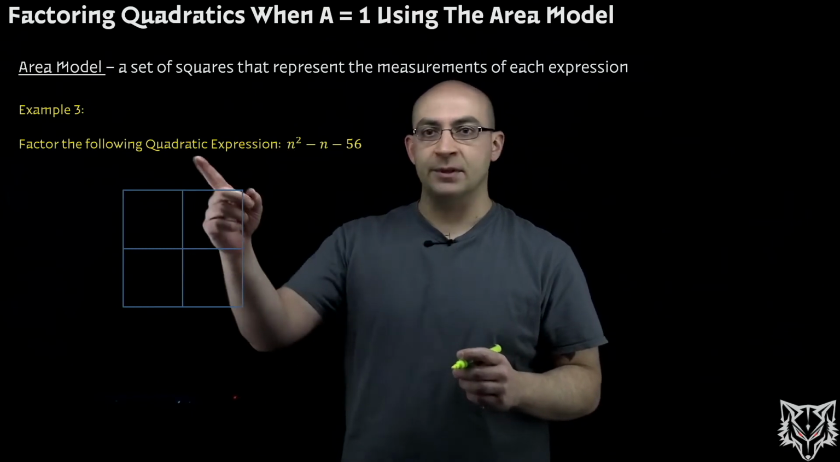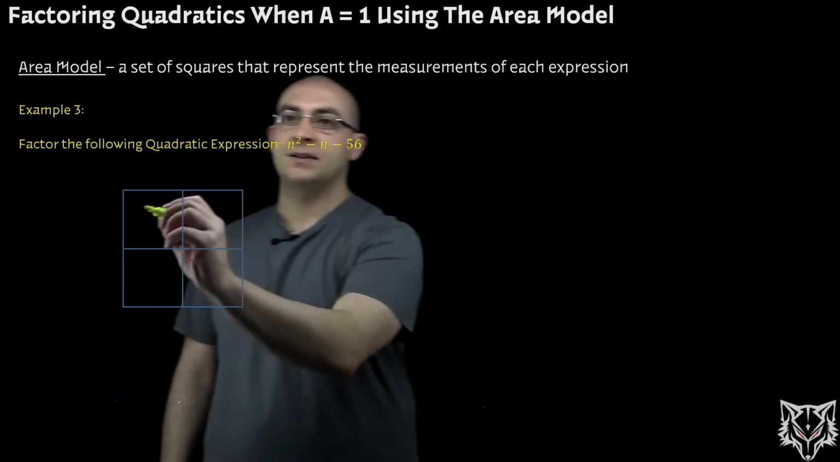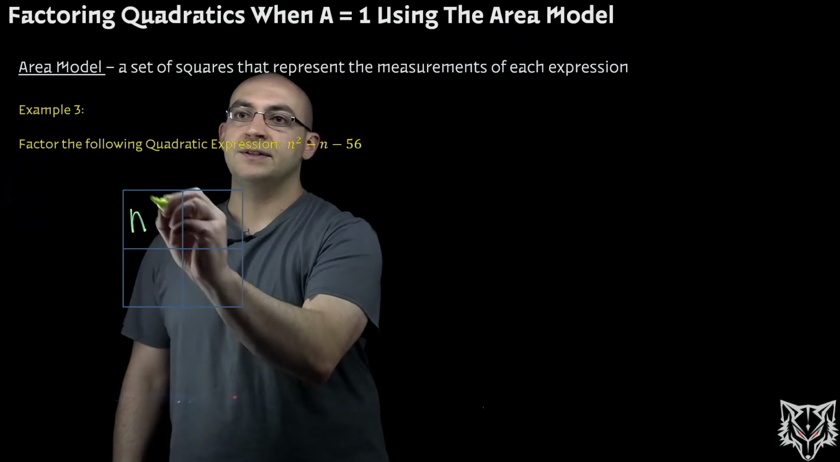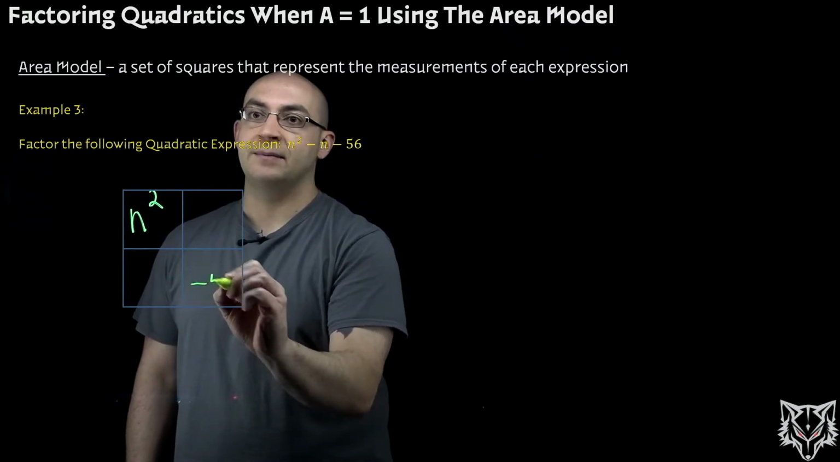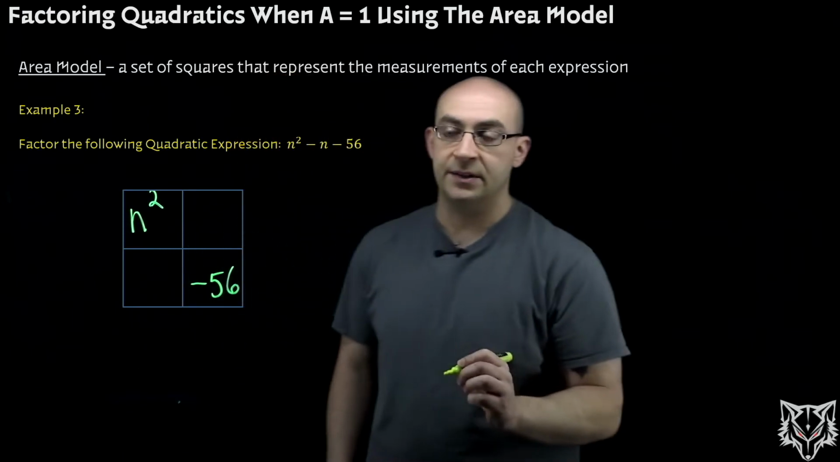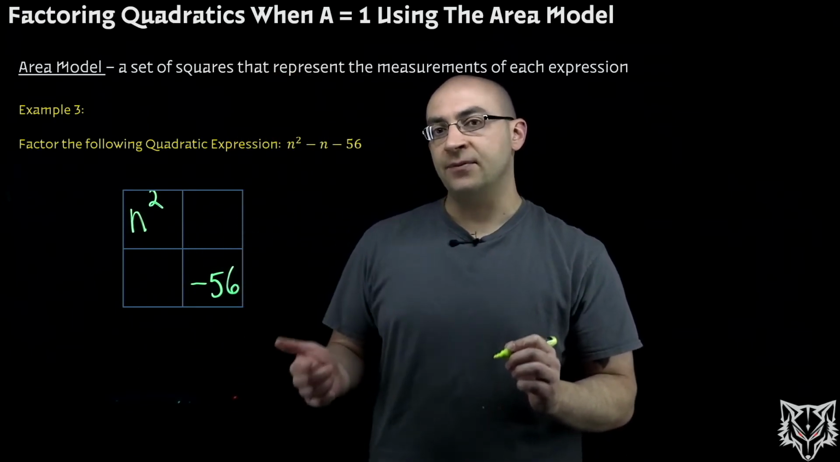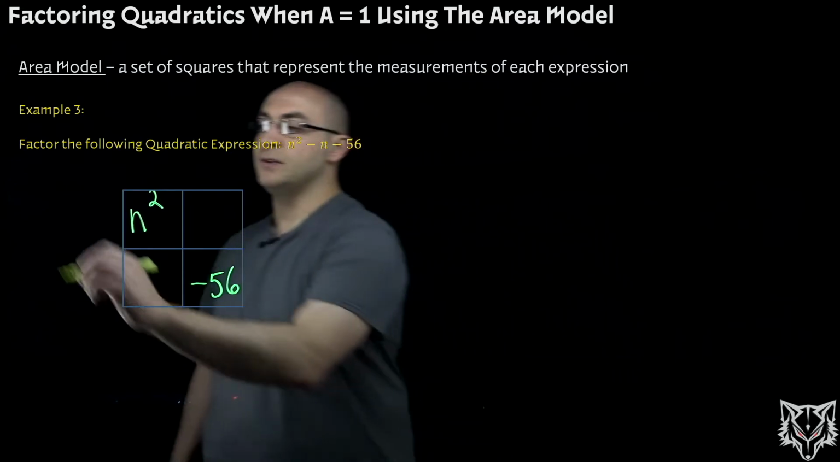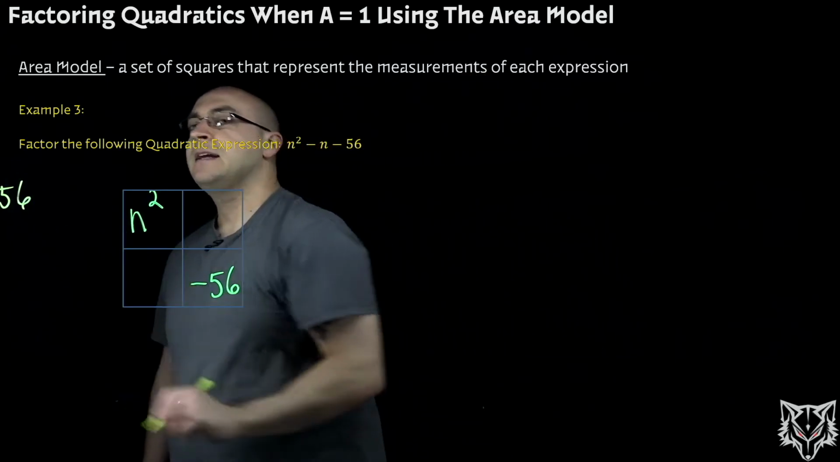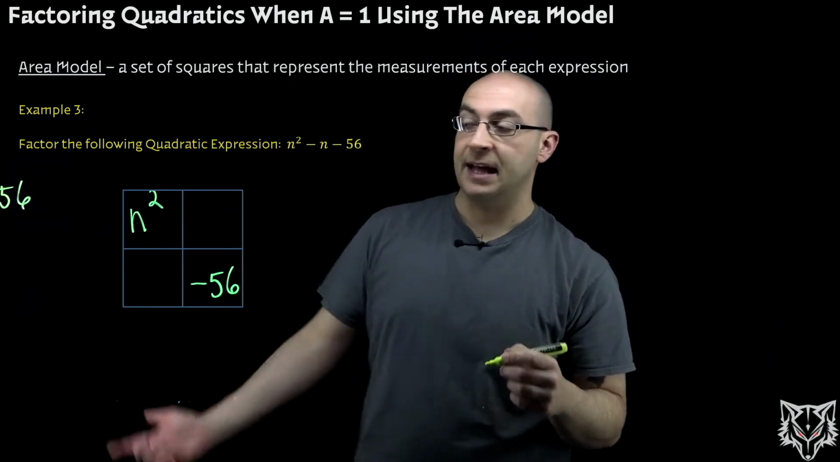Again, the squared term is always going to go in our first box in our upper left-hand corner. So this is going to be n squared. The negative 56 is going to be in the bottom. And again, that's going to be a negative, so be careful of the signs. Now, I'm looking for numbers that I can multiply to get to negative 56. So I'm going to do that to the side. That I could use to add or subtract to get a negative 1.